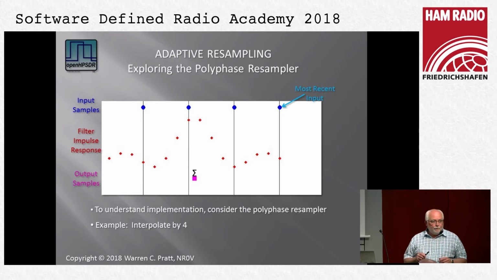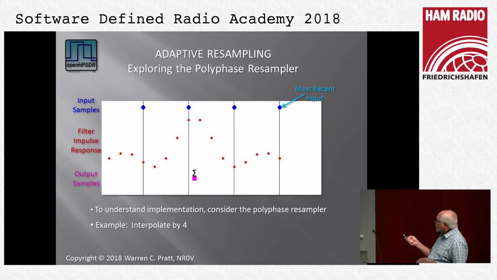This particular polyphase resampler is an interpolate by 4 resampler. So what we have is input samples coming in. Here's the last one. We have created a filter impulse response that looks like this, a bunch of samples of an impulse response. We want to create output samples. The way we create our first output sample is by multiplying each input by one of these impulse response coefficients that lines up with it exactly in time. Then we add all of those up, we get our first output.